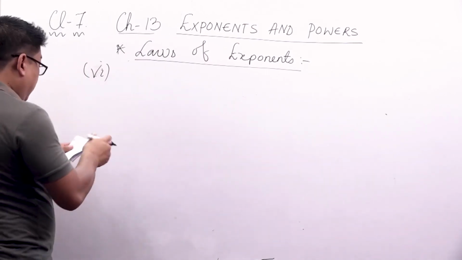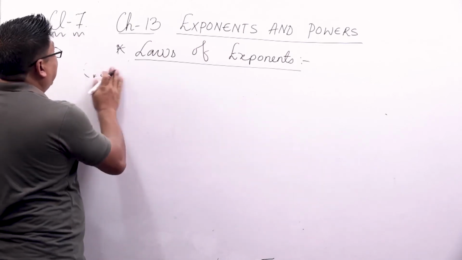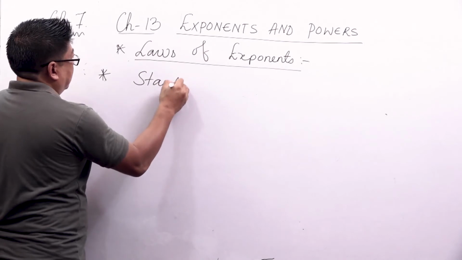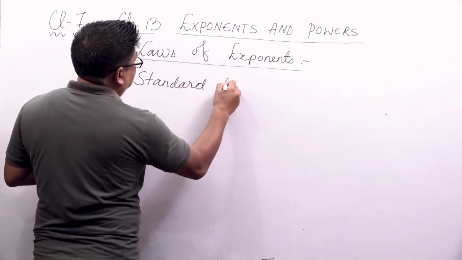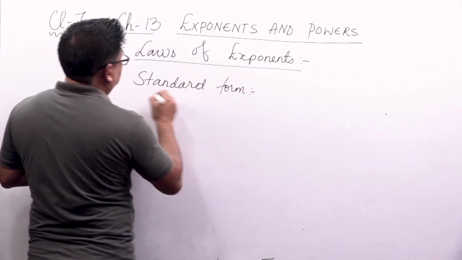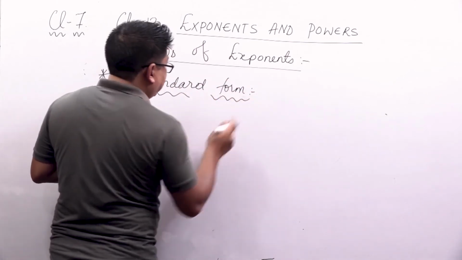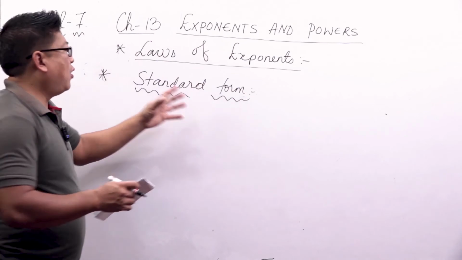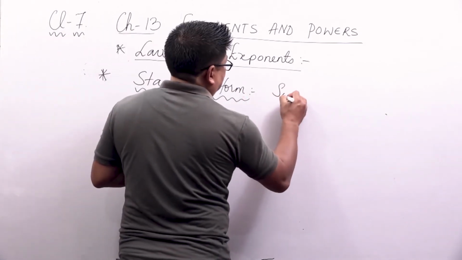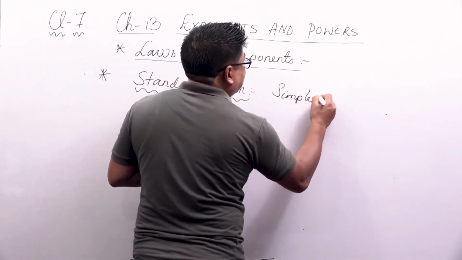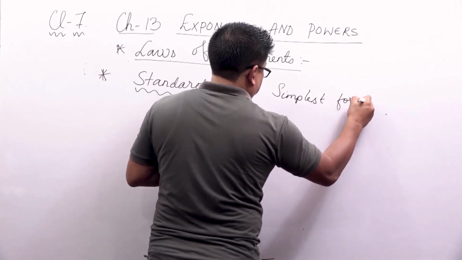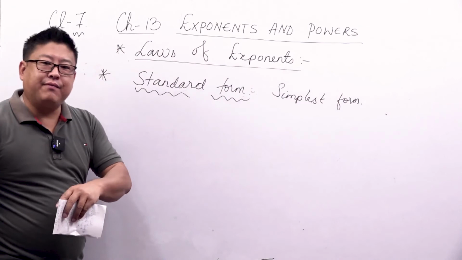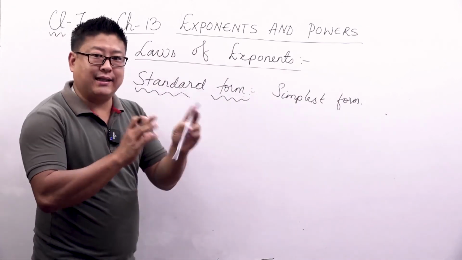Now, let's move to the next topic. The next topic is called standard form. We will be coming to these in the exercises, but let's understand what standard form is. Standard form is, let's say, the simplest form. For example, a big number is shown as a small number.